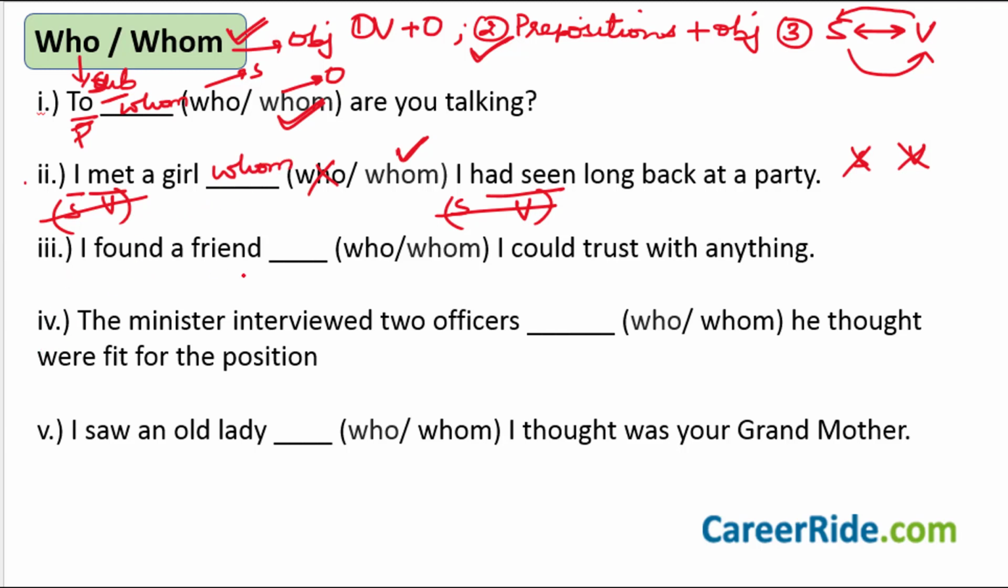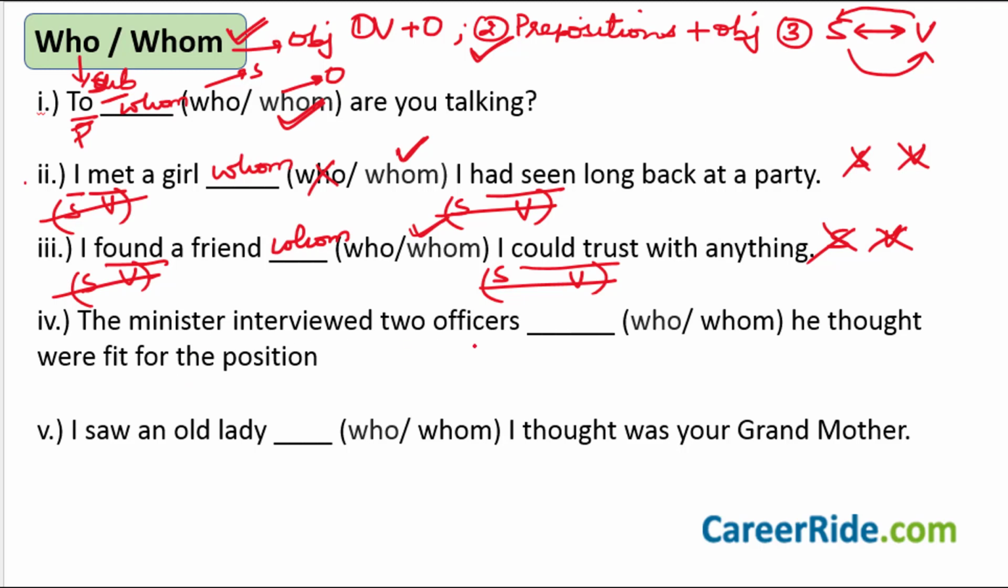The third one: I found a friend dash I could trust with anything. Let's try to identify the verbs here. Found, verb here. I could trust, verb here. Does each of them have a subject? This is the subject. This gets cancelled because they are able to satisfy each other's requirement. Found, does it have a subject? I, yes, they get cancelled because they satisfy each other's requirement. There is no other verb in the sentence, so I do not require another subject. I require an object, right? And which of these is an object? Whom is an object here. So which of these will fill up this blank? Whom. I found a friend whom I could trust with anything.